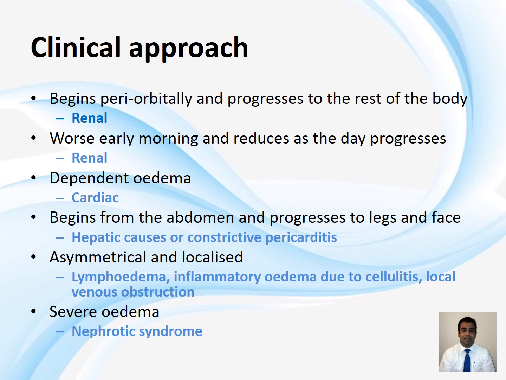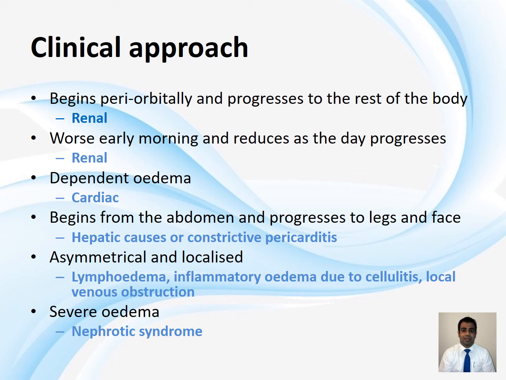Now, if the edema is due to a hepatic cause or a problem with the liver, or due to constrictive pericarditis, where the heart cannot function due to a problem with the pericardium, this edema usually begins in the abdomen, and there is ascites, as I mentioned earlier, and then progresses to the rest of the body. So if the edema began there and then progressed, you need to suspect a hepatic cause or constrictive pericarditis.